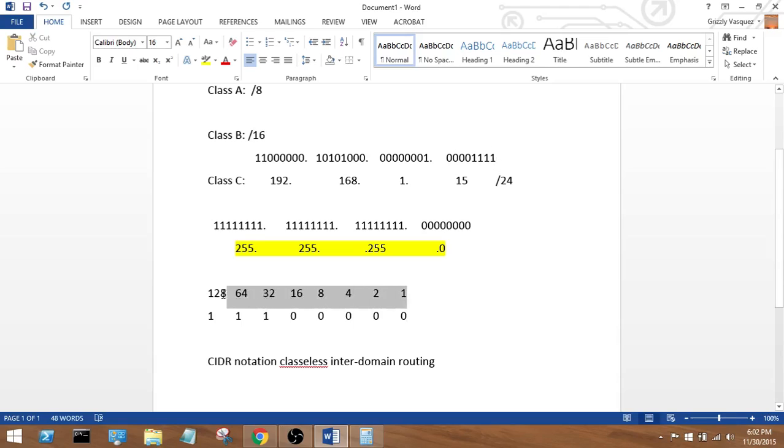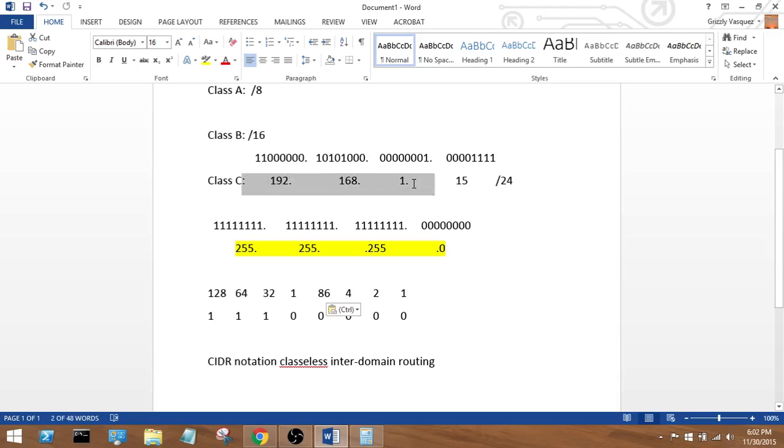So these are exponents. So this would be a 1. This is a 2. 2 to the 2 is 4. Right? So 2 to the 3 is 8. 2 to the 4 is 16. And so on, 32, 64, 128. We only need up to 128 because we're only using 8 bits, because each one of these octets is 8 bits.